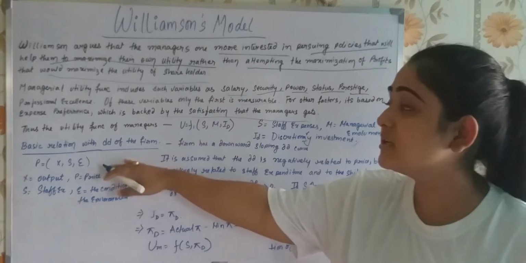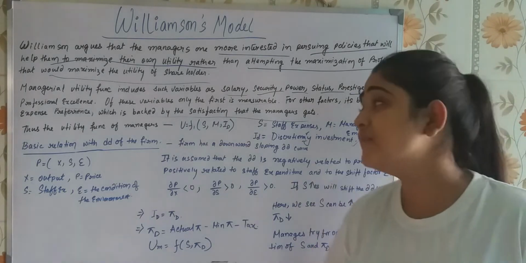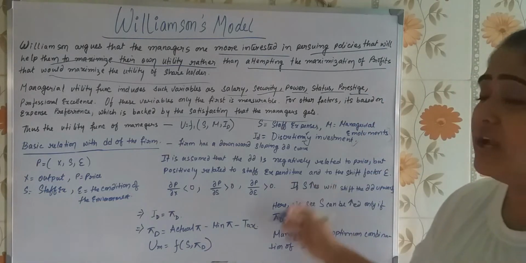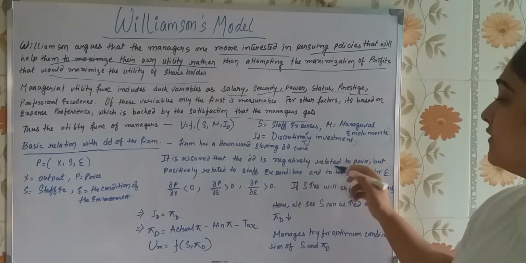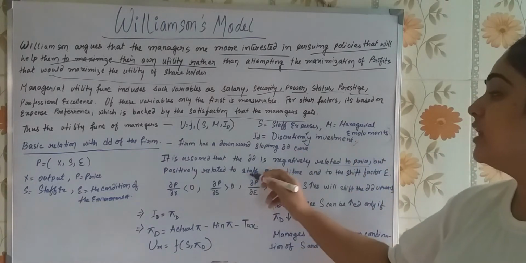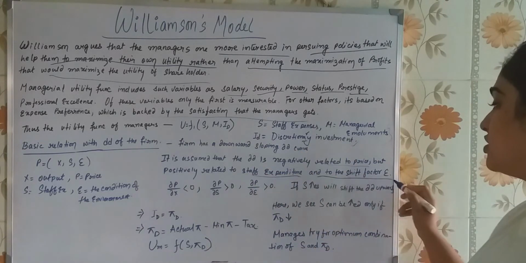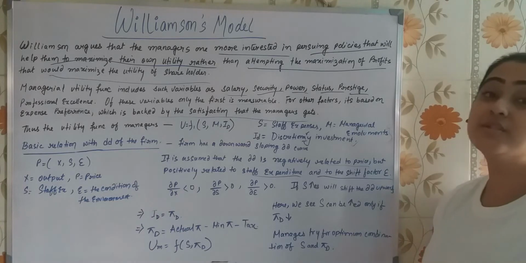Now you see the basic relation of the demand curve with the firm. The firm definitely has a downward sloping demand curve, isn't it? It is assumed that the demand is negatively related to the price. We already know that. But it is positively related to the staff expenditure and the shift factor E. What does that imply? With price, demand is definitely negatively related. But with staff expenses, okay, demand is positively related.